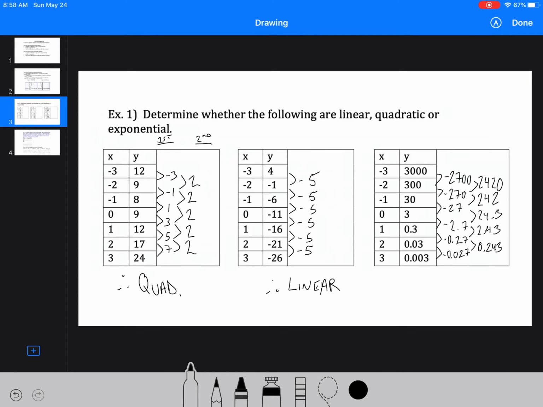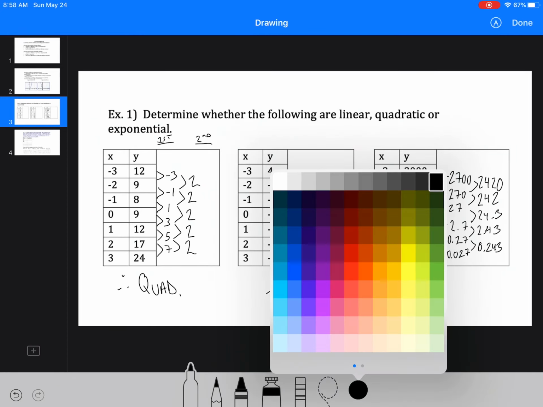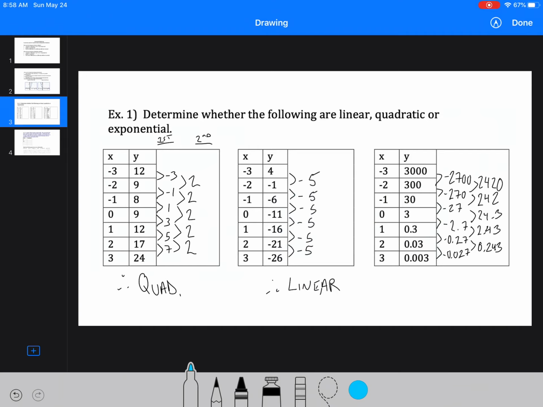2, 4, 2, 0. Okay, so first differences were different, second differences were different. So we know it's not quadratic or linear. We've got way less numbers, but we're going to go back right to the start. Okay, so what I'm going to do is I won't erase it. We'll just do it on the other side.